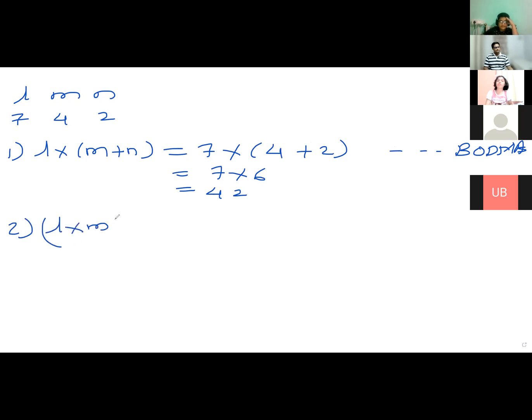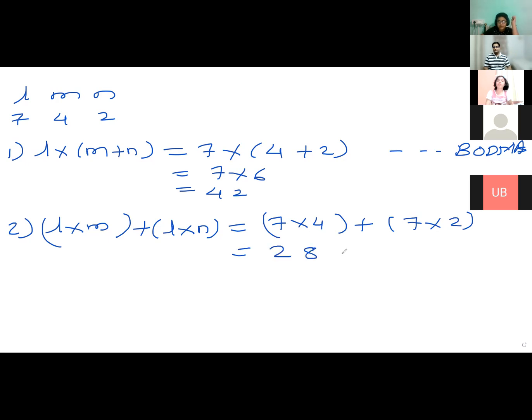But on the other side, what is L into (M plus N)? L into M plus L into N. Right? Equal. So what do you get? 7 into 4 plus 7 into 2. Try it, 7 into 4 is how much? 28. 28 plus 7 into 2, 14. So 28 plus 14 is how much? 42. Oh, the same came, the same came.